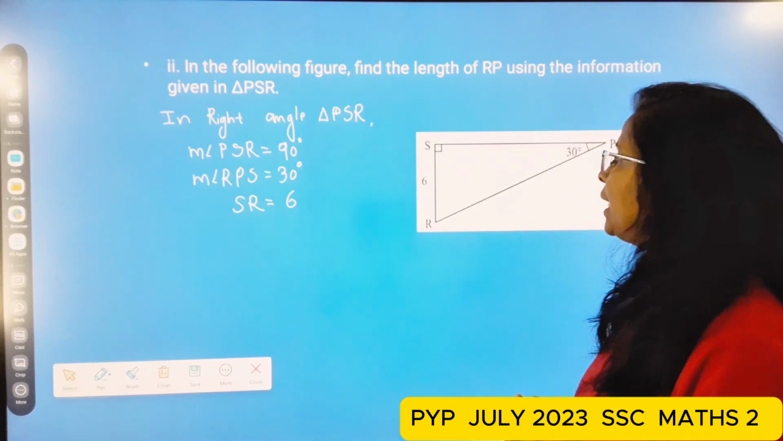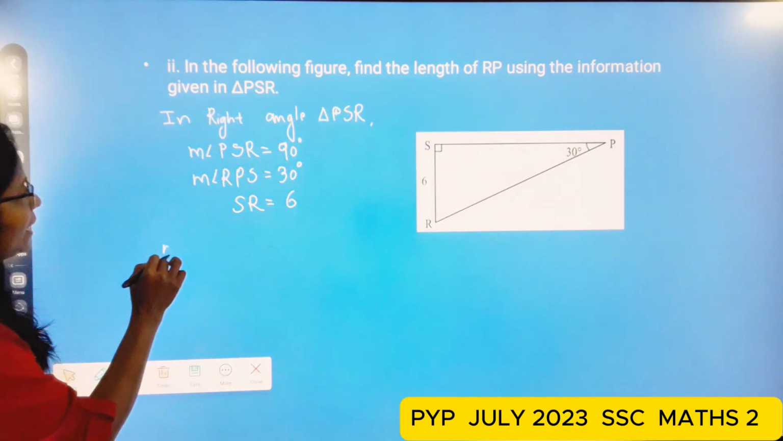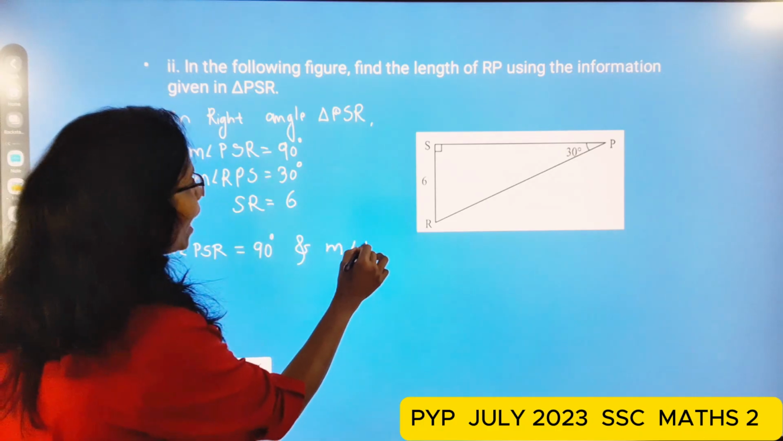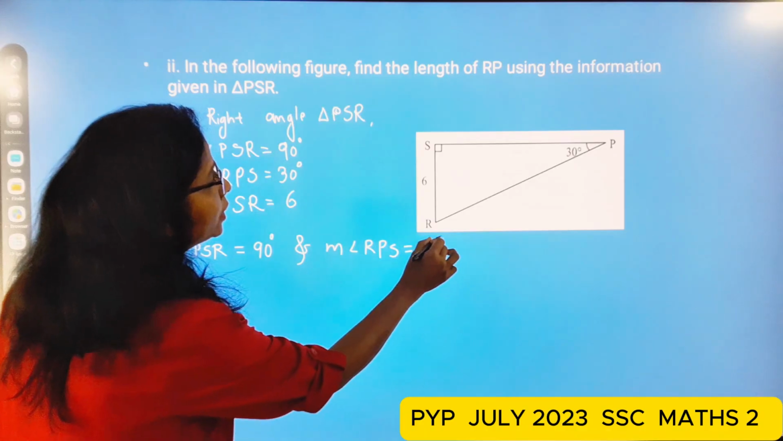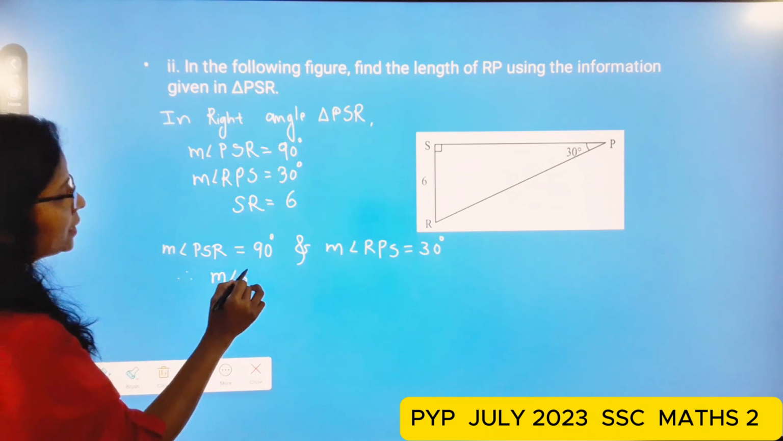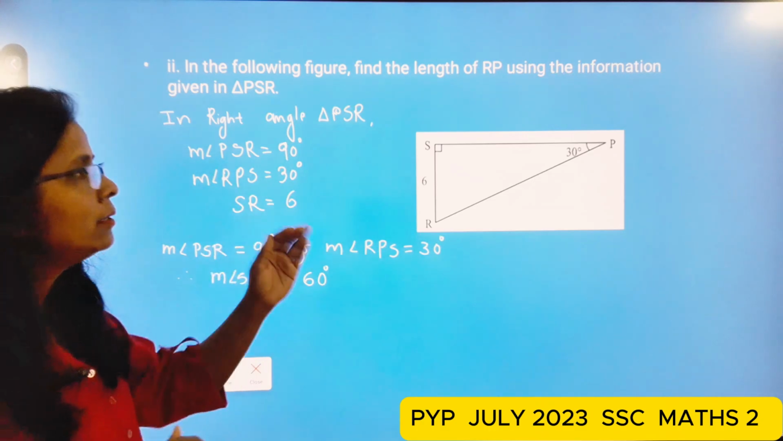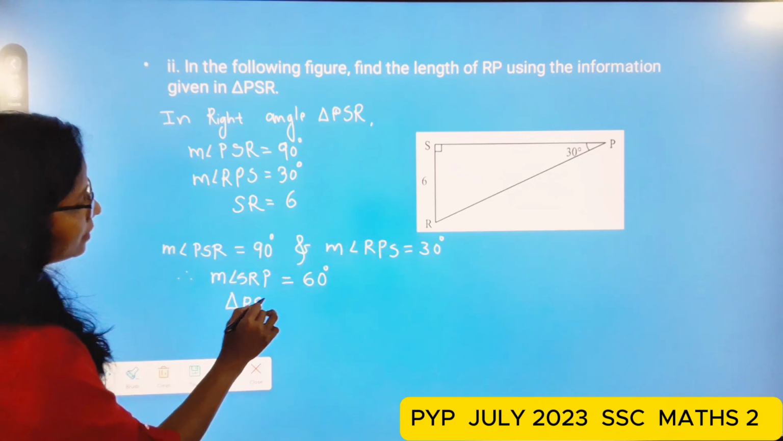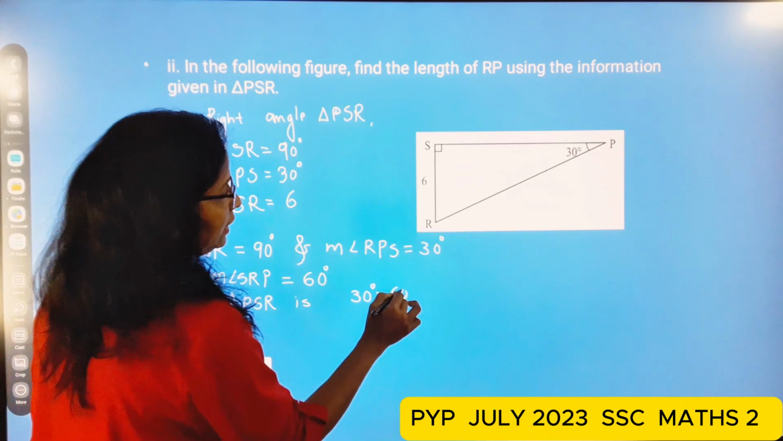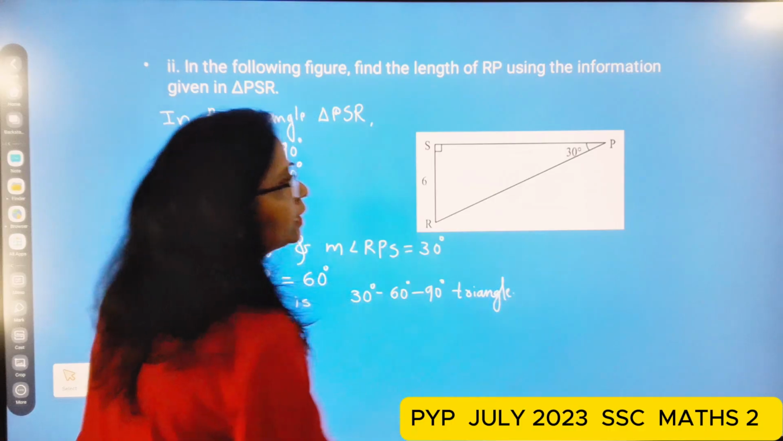So we write here that the measure of angle PSR is equal to 90 degrees and the measure of angle RPS is equal to 30 degrees. Therefore students, the measure of angle SRP is equal to 60 degrees. So now this triangle PSR is a 30, 60, 90 degree angle triangle.